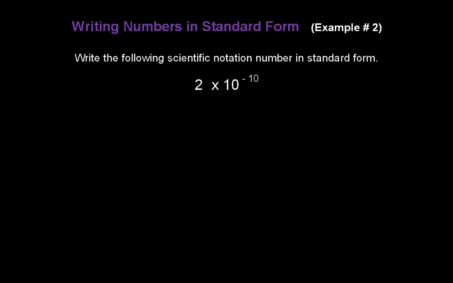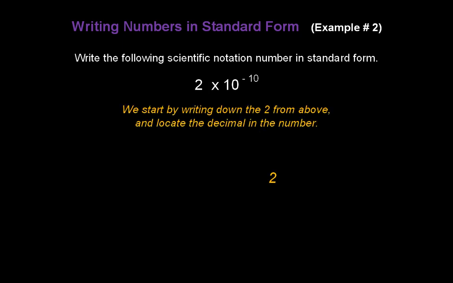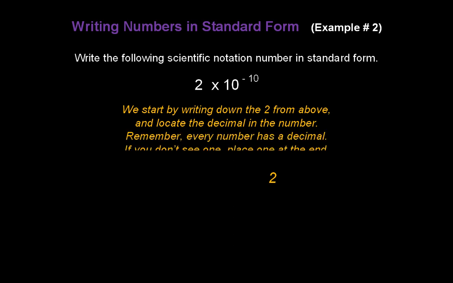Now let's write the following scientific notation number in standard form. 2 times 10 to the negative 10th. We start by writing down the 2 from above and locate the decimal in the number. Now remember, every number has a decimal. If you don't see one, place one at the end of the number. That's where it belongs.